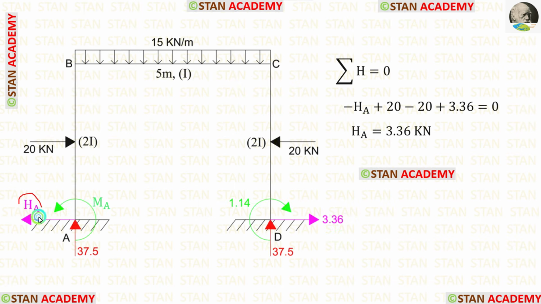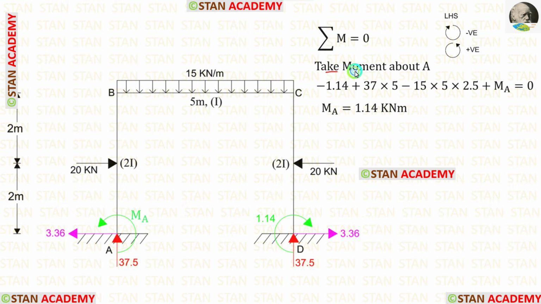Now let us find HA. Let us assume that it is acting towards the left-hand side. Now let us apply the rule sigma H is 0 and find out HA. For HA we got a positive value. That means our assumption is correct.